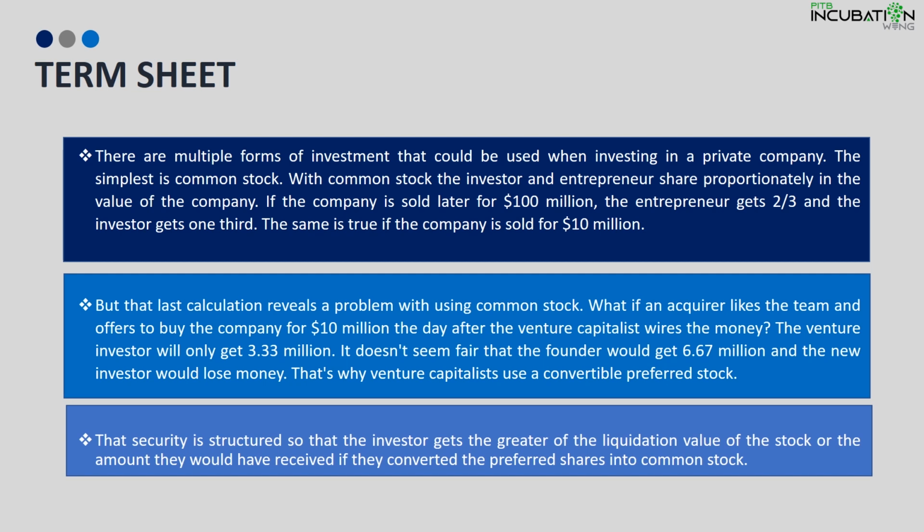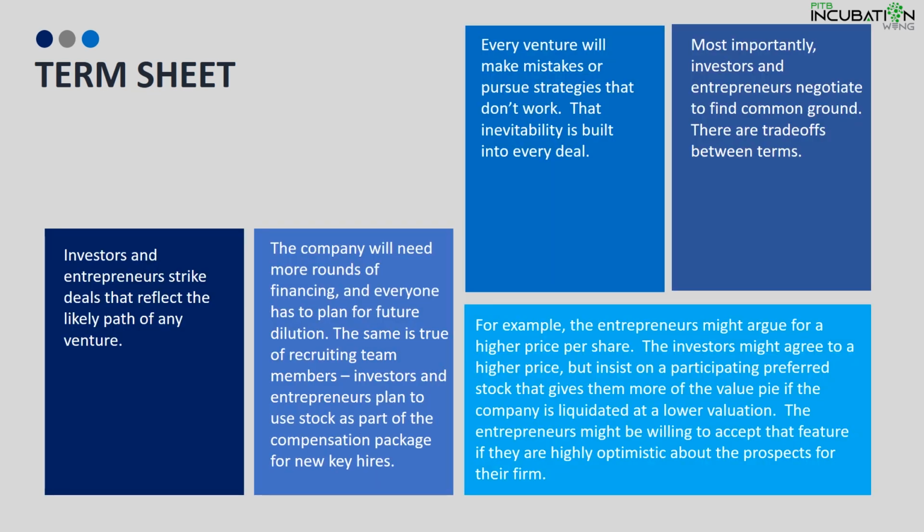That's why venture capitalists use a convertible preferred stock. That security is structured so that the investor gets the greater of the liquidation value of the stock or the amount they would have received if they converted the preferred shares into common stock. Investors and entrepreneurs strike deals that reflect the likely path of any venture.